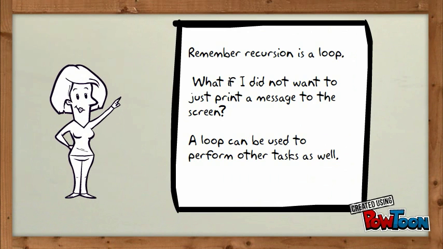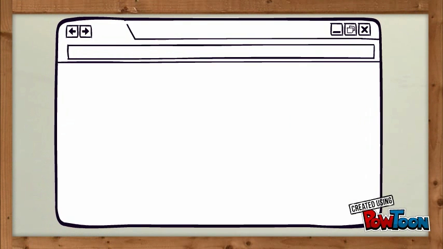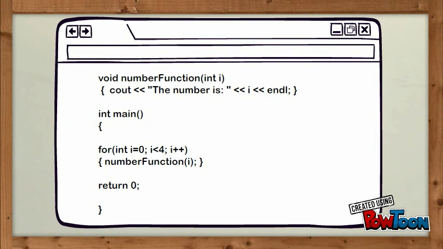What if I didn't want to just print a message to the screen? A loop can be used to perform other tasks as well. The following code is the same loop as above, only now it's being used to call a function.